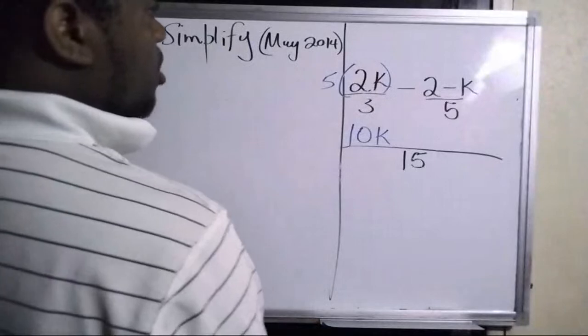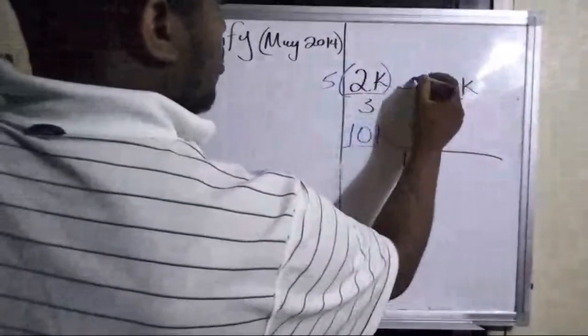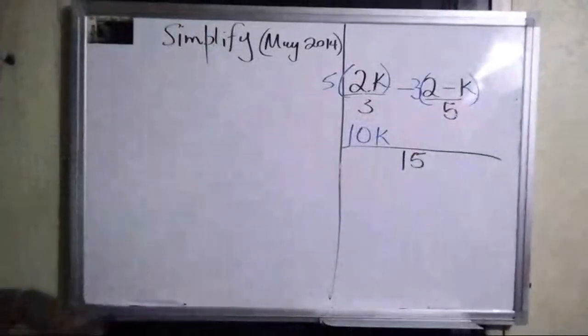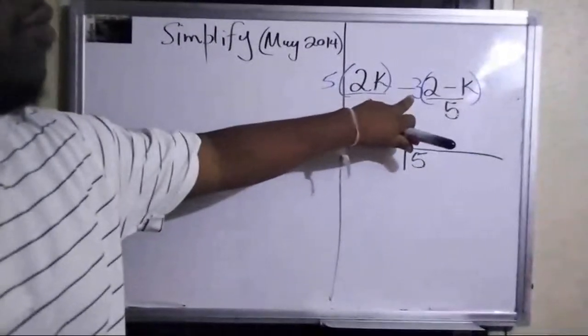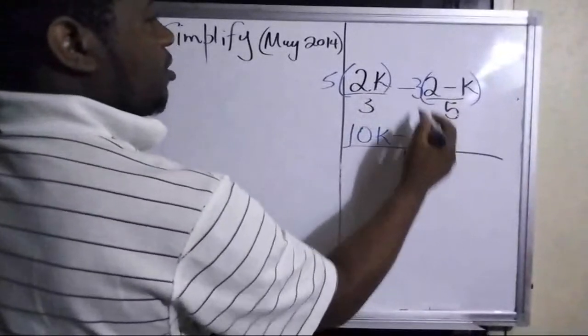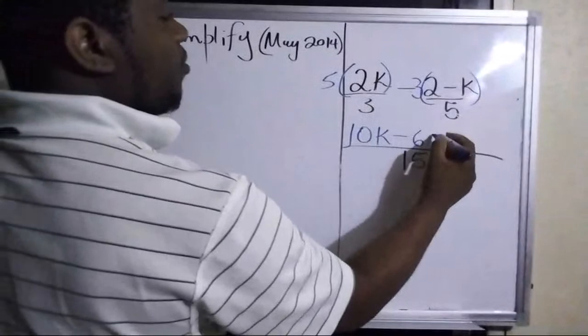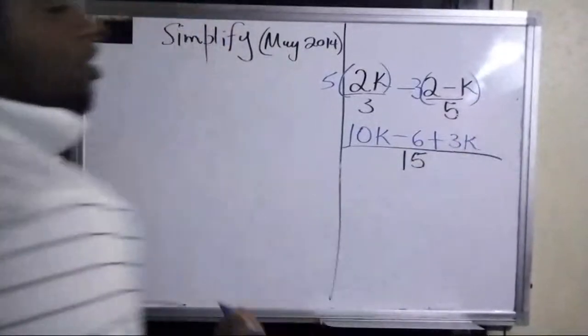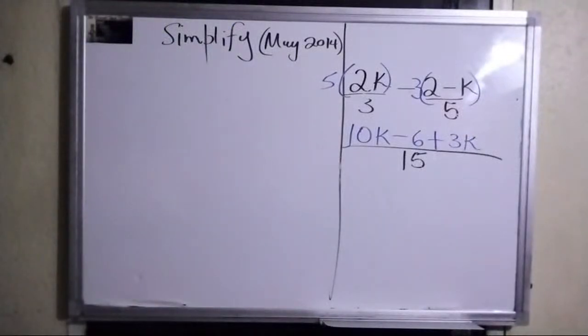I've seen my students make the error. What they do, they put 3 over here, right? But remember, we multiply by a negative 3. So negative 3 times 2 would be negative 6. And negative times a negative would give us positive. So we get positive 3k. So guys, be very careful of this, right?